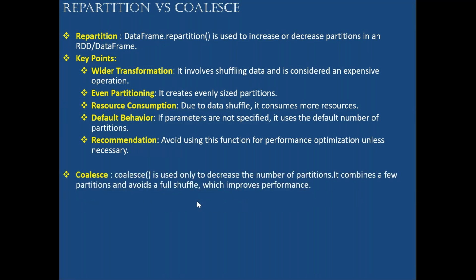Coalesce is used only to decrease the number of partitions. It combines a few partitions and avoids a full shuffle. So there will be some data shuffling even in Coalesce, but it will not move all the data. Whatever data is really required, only that data it is going to move. It basically improves the performance compared to repartition.